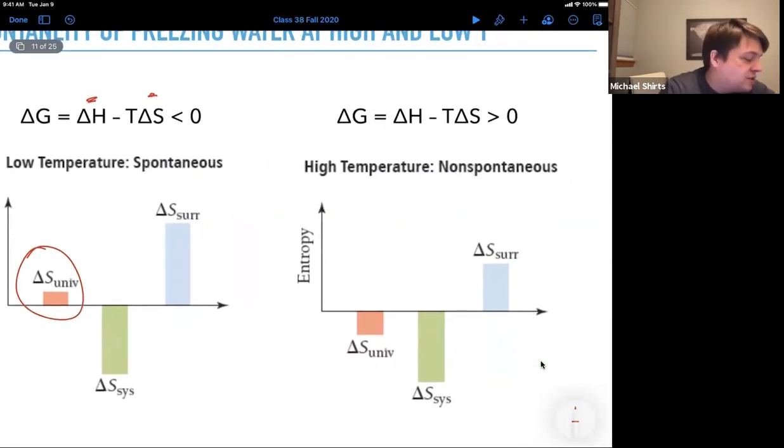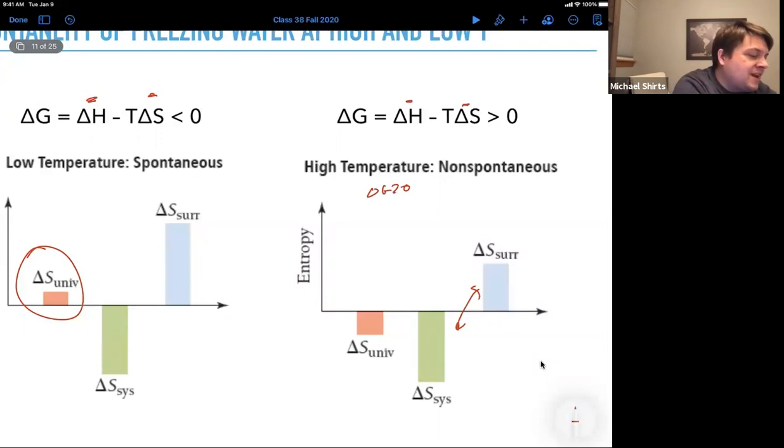Now at high temperatures, the change in entropy of the system is still the same. You're still ordering water by the same amount, but the change in entropy of the surroundings is less because the same heat changes the entropy of the surroundings less. And when you add these two together, the entropy of the universe decreases, and therefore delta G is greater than 0.